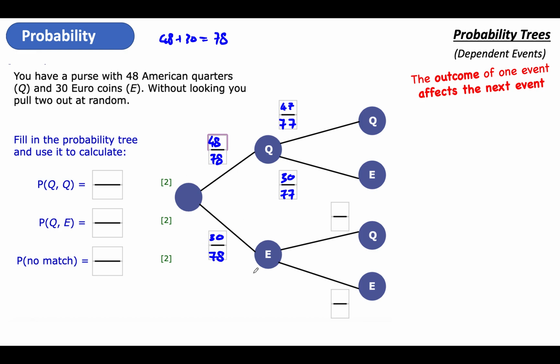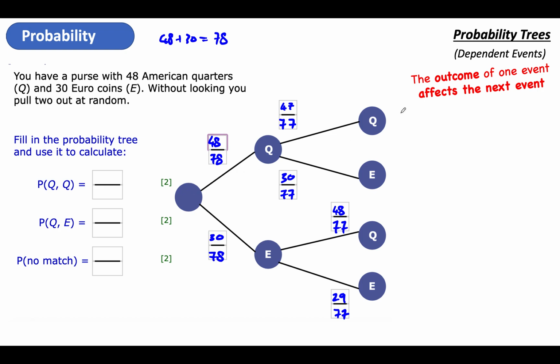Bottom branches then, so 30 out of 78. So if I went this way, I selected a euro. So now there's one fewer euro. There's 29 euros out of 77 coins because I took one coin out. And the probability, the second one I look at is a quarter. Well, there's still 48 quarters out of 77 coins. I didn't take a quarter, I took a euro, but there's one fewer coin.